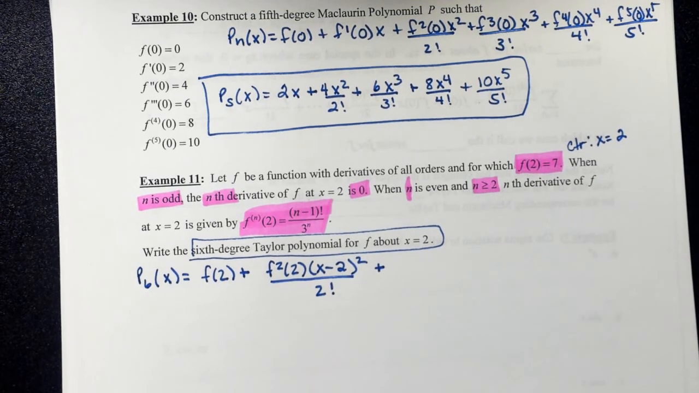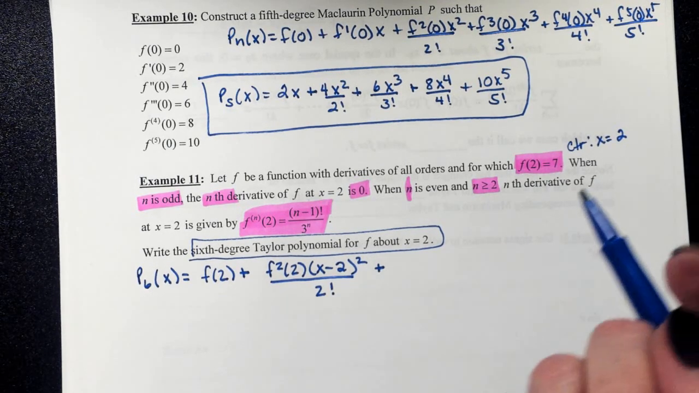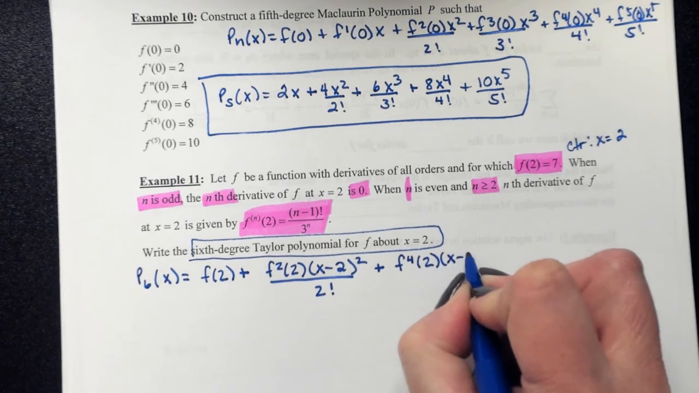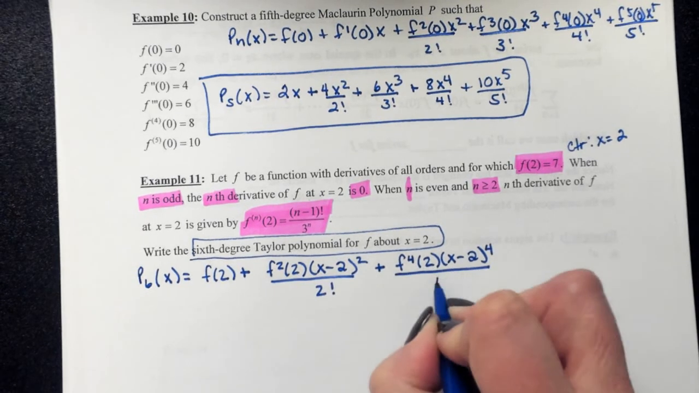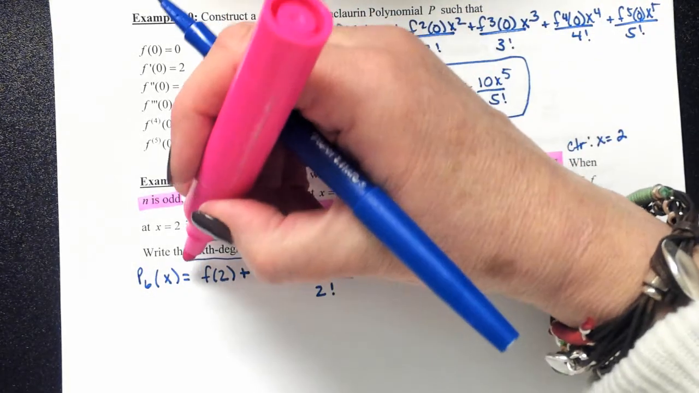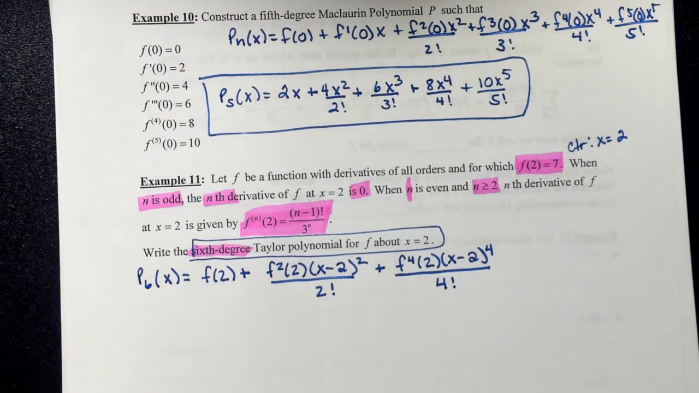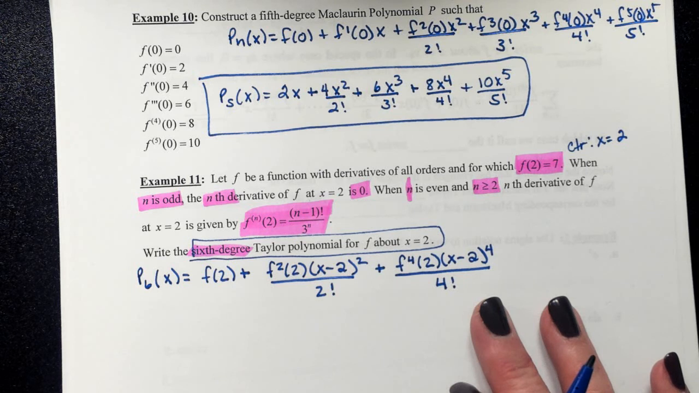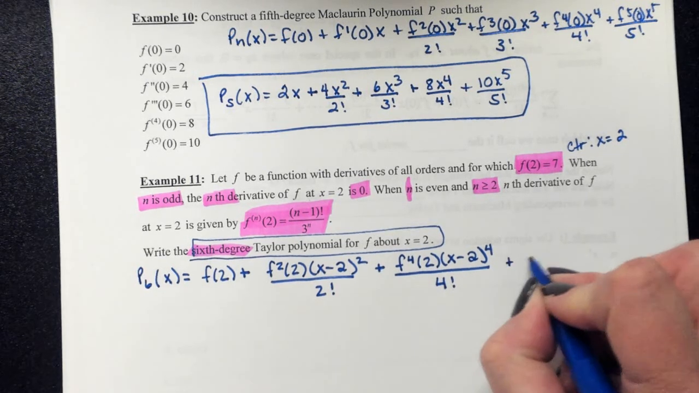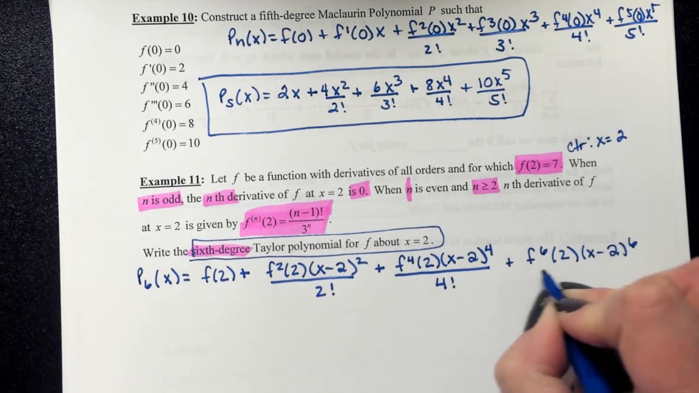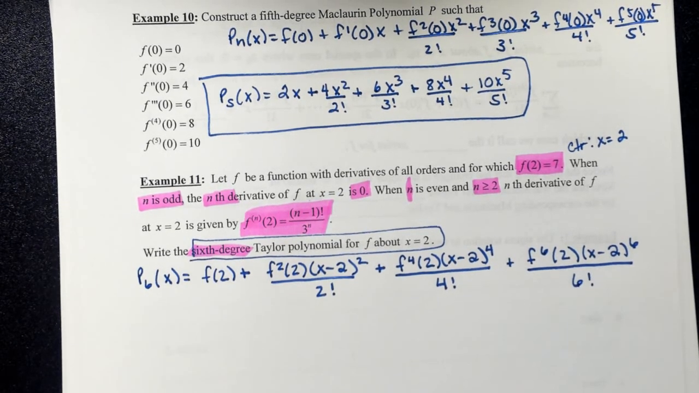Plus, the third derivative is going to cancel out because it's odd. So the next one's going to be f to the fourth of 2 times (x minus 2) to the fourth all over 4 factorial. Again, they want you to take this out to the 6th degree. So make sure you take it out exactly as far as they want you to write it. The fifth power is going to cancel out. So I'll be left next with the 6th derivative at 2 times (x minus 2) to the 6th all over 6 factorial.